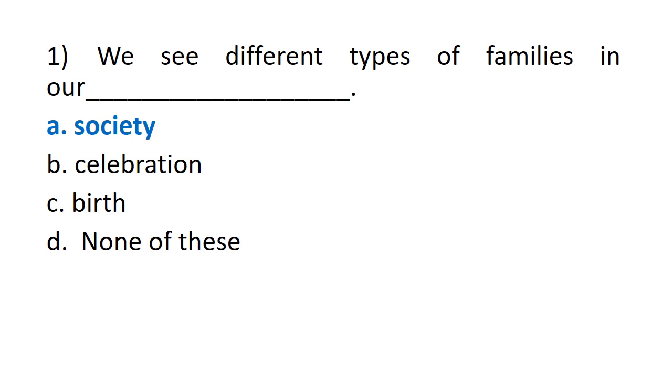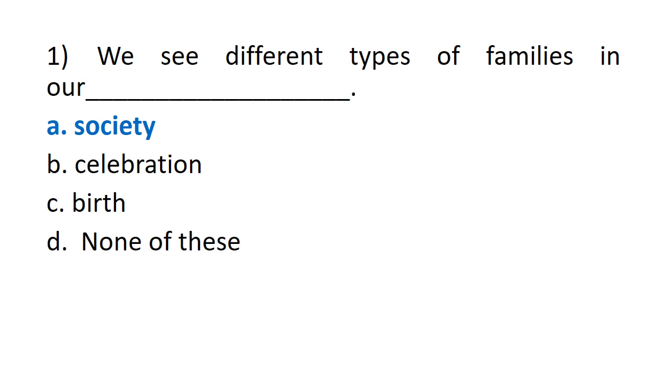The first question we have is, we see different types of families in our dash. And the 4 options are society, celebration, birth, none of these. So let us see the first option, that is society. Society is the people in an area, and of course we can see different types of families. So the right answer to this question is society.